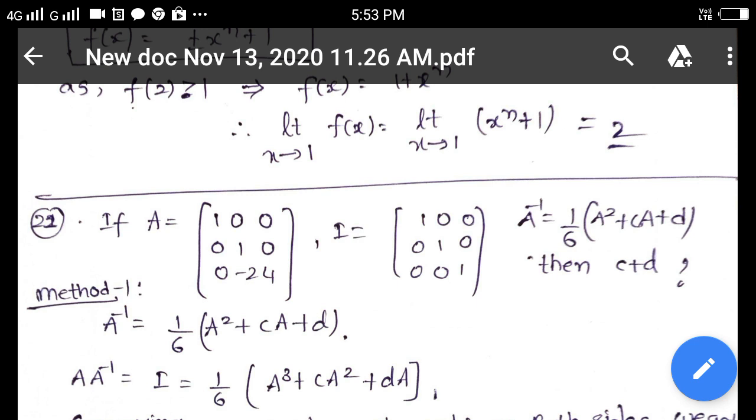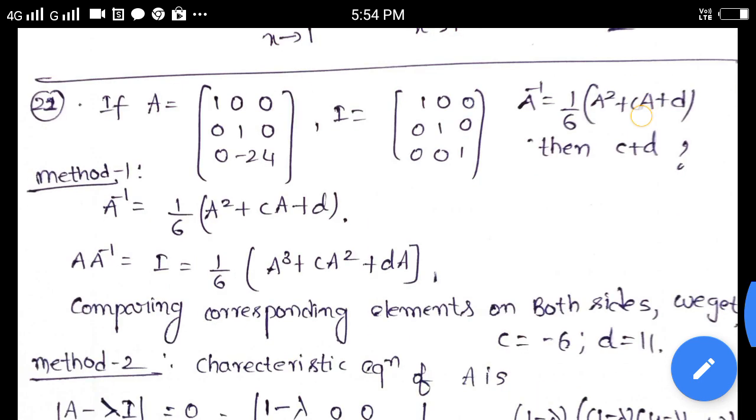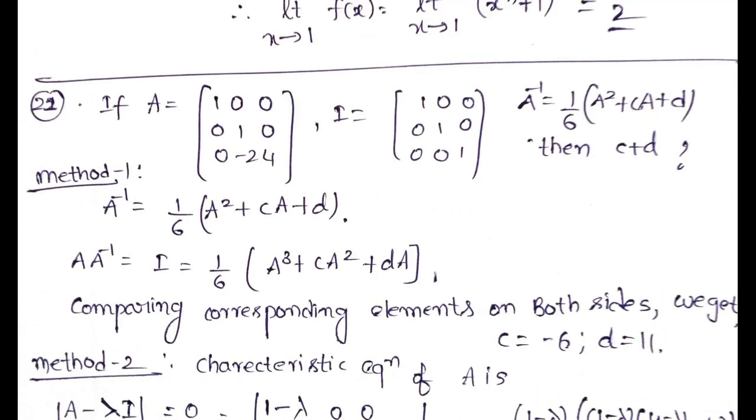Now in method 1, taking the given statement A inverse is equal to 1 by 6 into A square plus cA plus d, and finding A square and A cube from the given matrix, and simply doing A into A inverse is equal to I is equal to 1 by 6 into A cube plus cA square plus dA, and comparing the terms we get the answers c and d. C and d are minus 6 and 11, and this is the general method.